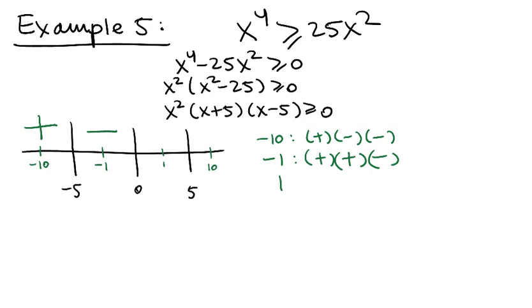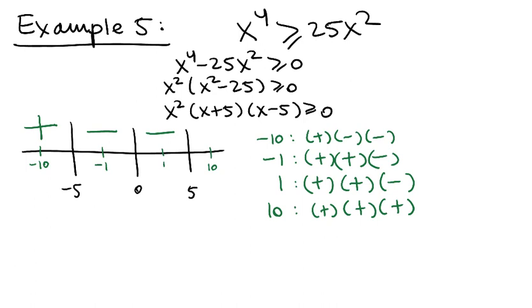At x equals 1, okay, 1 squared is 1. x plus 5 would be 6. And x minus 5 would be negative 4. So this one's negative again. And then at x equals 10, I've got 100, 15, and 5. All positive numbers, so it's going to be positive.